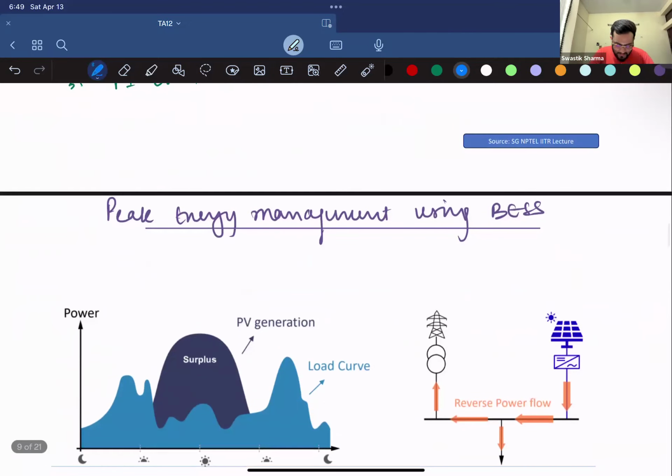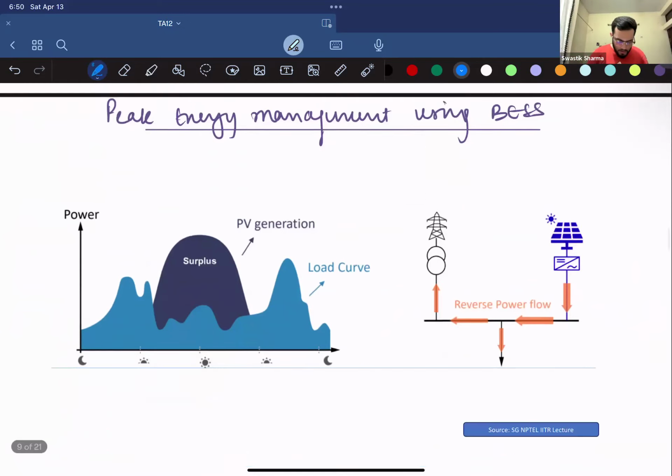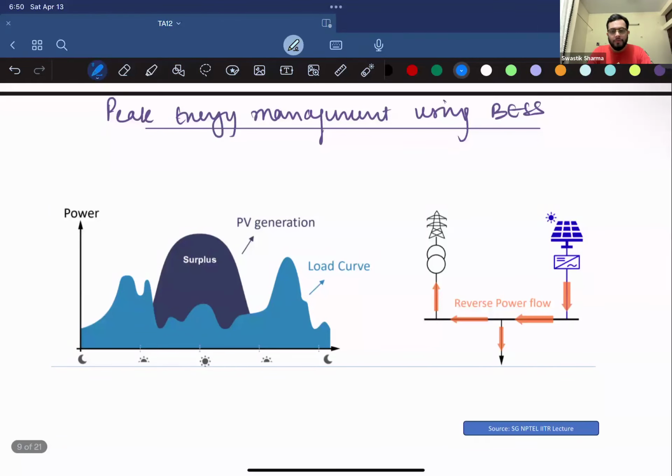Okay, the next thing that the instructor discussed was peak energy management using battery energy storage system.